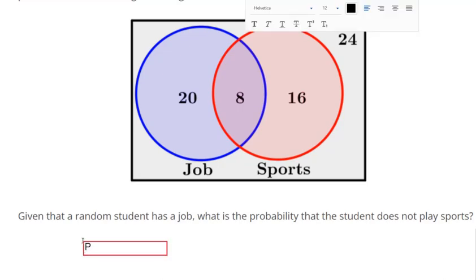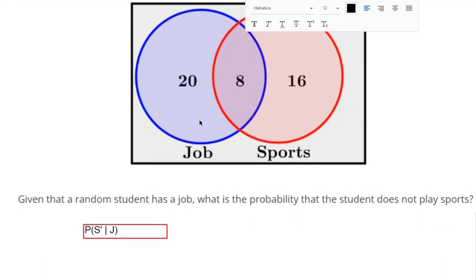So we're asked for the probability that the student does not play sports. So that's S prime, one of the ways of writing the notation. The other way is S with a little C up there. And then they gave us the fact that the student does have a job. So that's an event that we're told happens.